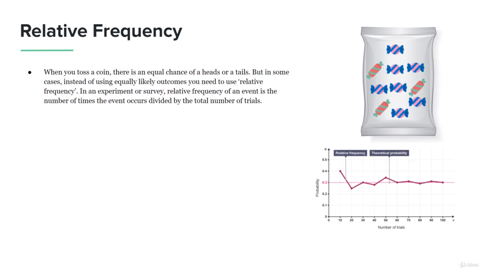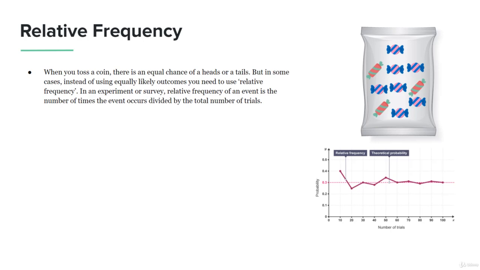So when you toss a coin, there is an equal chance of heads or tails, right? Very, very simple. When you have a coin that has heads or tails, it's very simple for us just to flip it and get one or the other, heads or tails. But in some cases, instead of using equally likely outcomes, you need to use relative frequency.